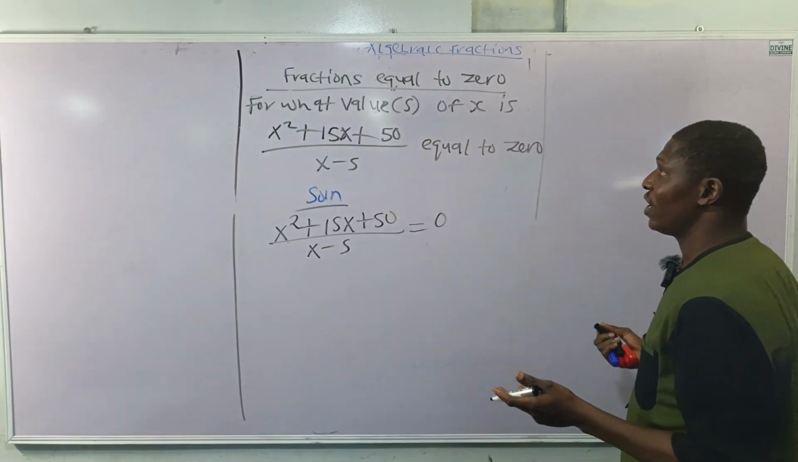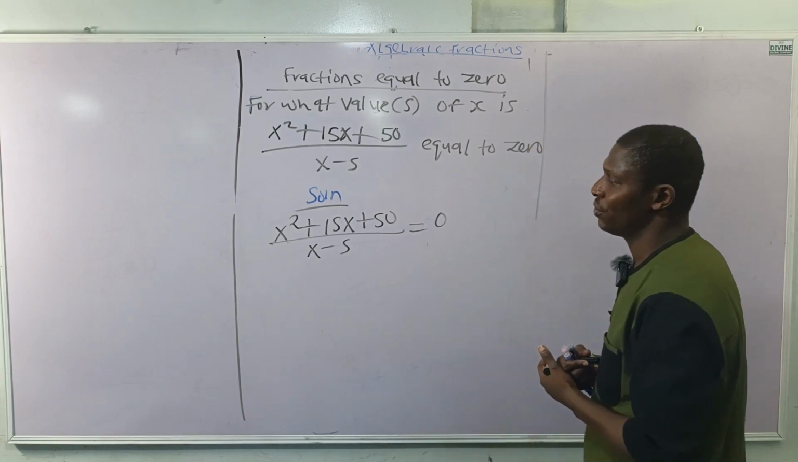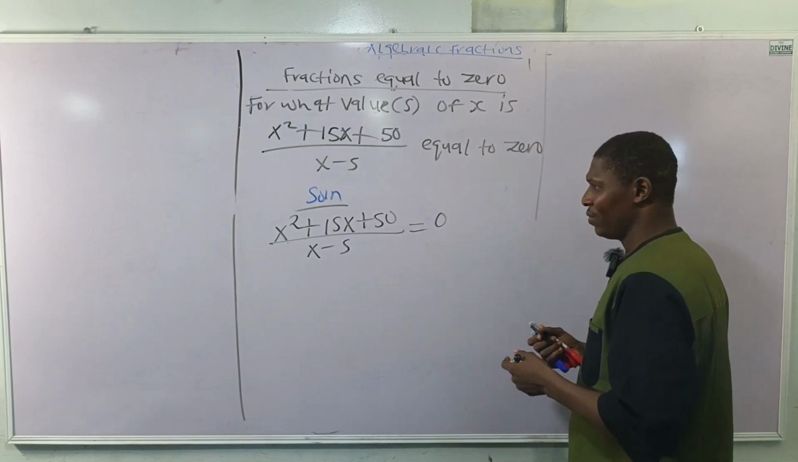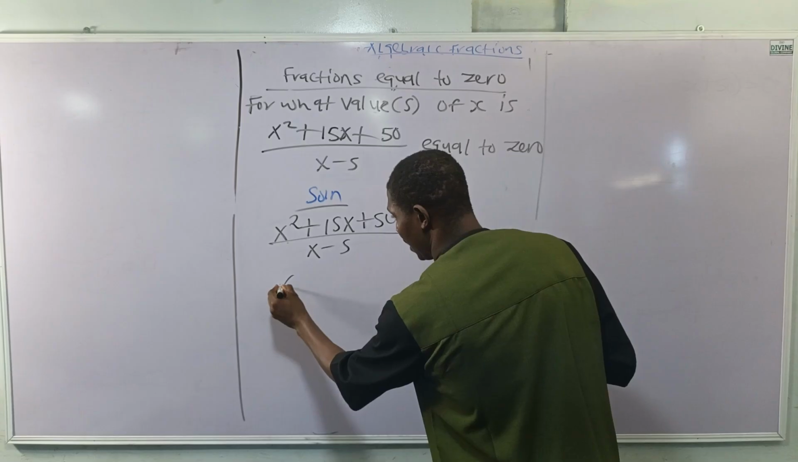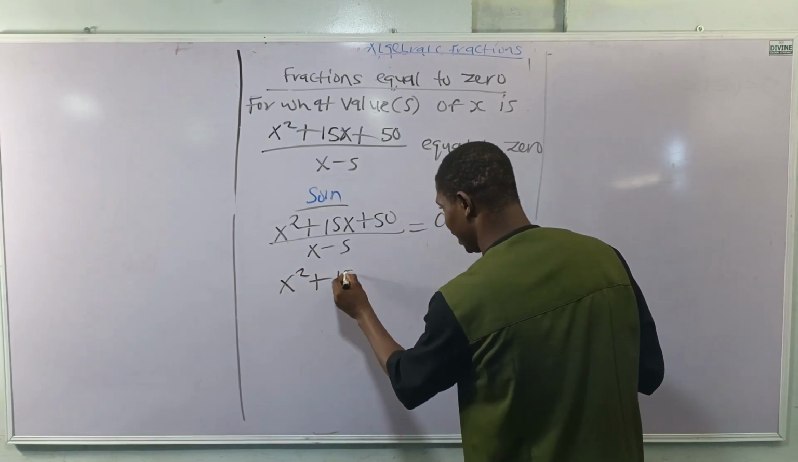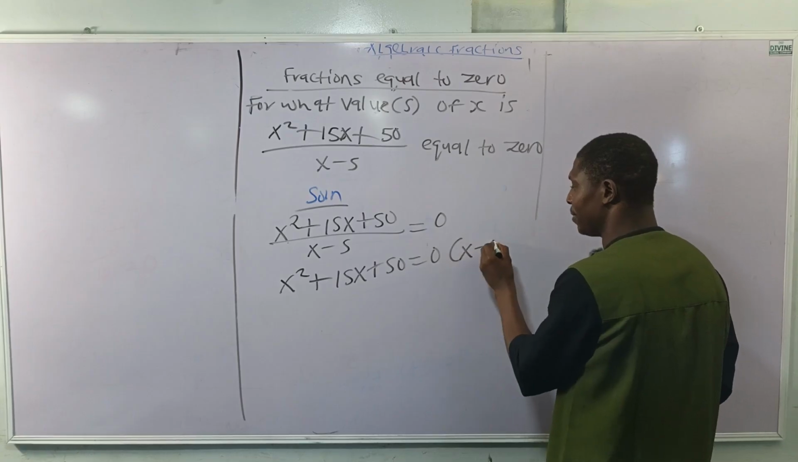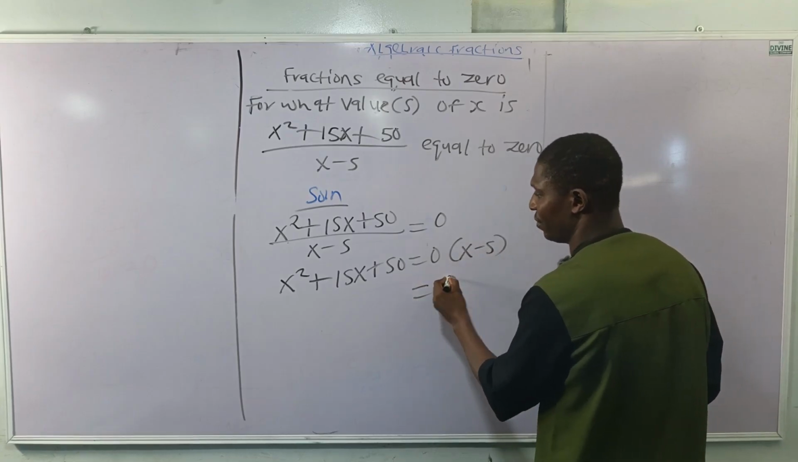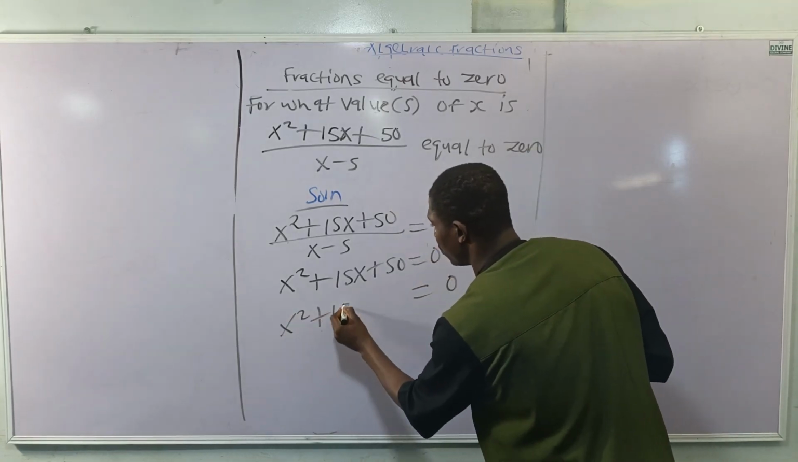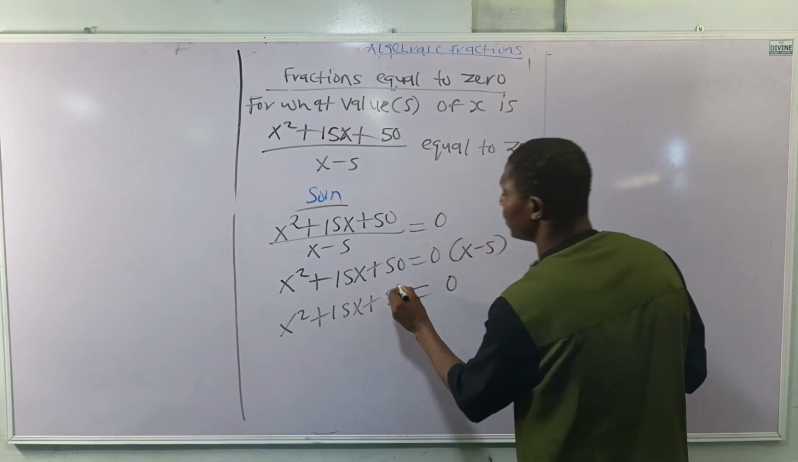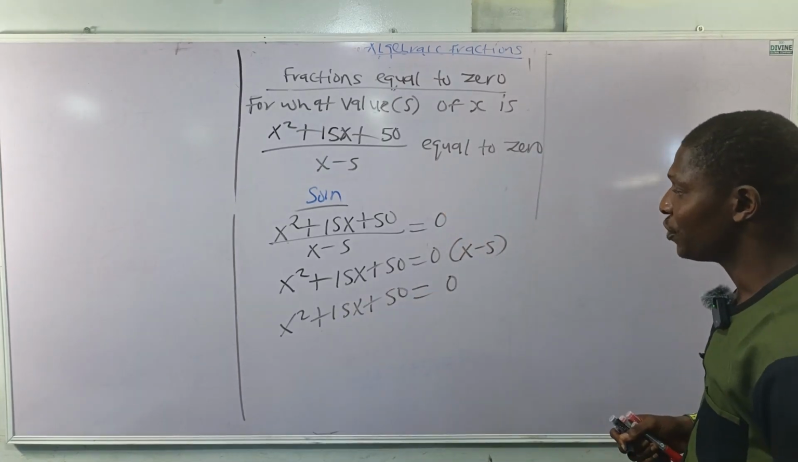Because they said for what value is it equal to 0, so you equate it to 0. After equating it to 0, you can simply cross multiply to have s squared plus 15s plus 50 equal to 0. So I have s squared plus 15s plus 50. I'm to solve this quadratic expression.